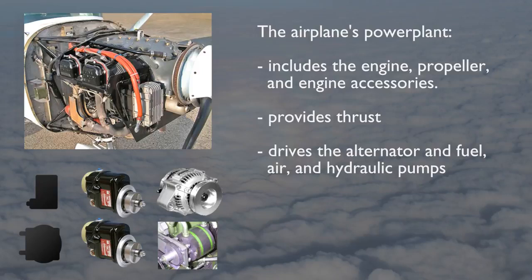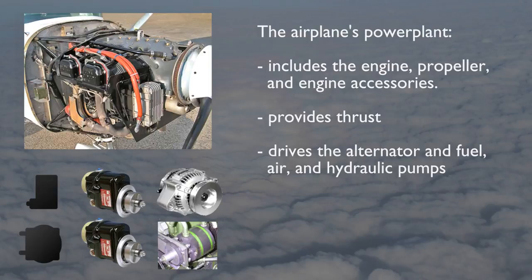An airplane's power plant includes the engine, propeller, and engine accessories. Not only does it provide thrust, allowing the airplane to accelerate and climb without assistance, but it also powers the various aircraft systems by providing electrical power and driving fuel, air, and often hydraulic pumps.